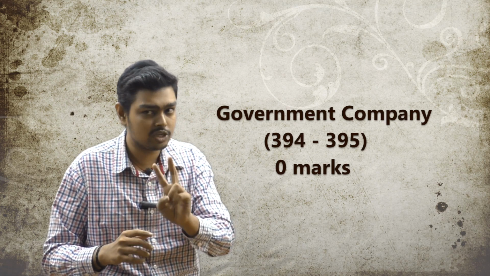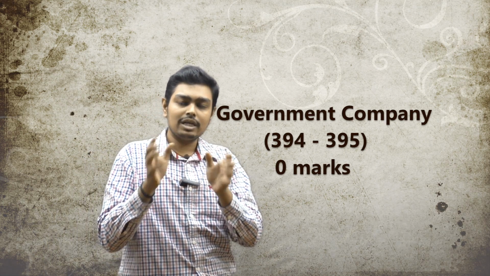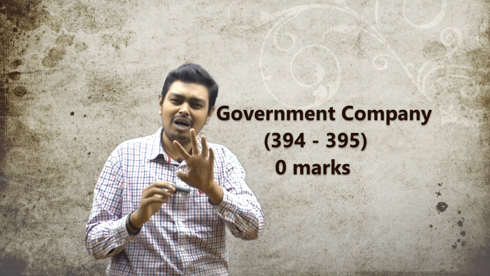So foreign company. Then we have government company reports, 394 and 395. There are only 2 sections, government company reports. So in government company reports, 2 marks may come. It's not like every attempt it will come. One attempt it may come, one attempt it may not come. So just 2 sections, you can study that.